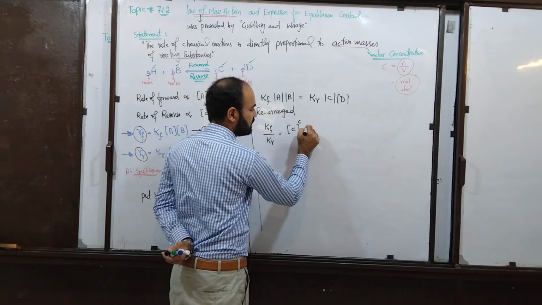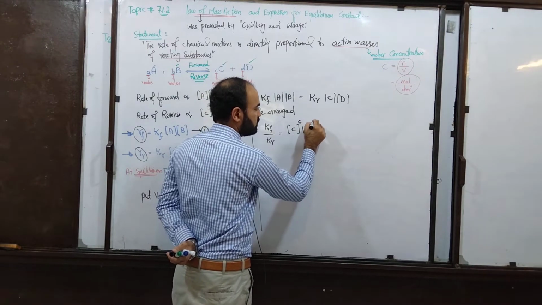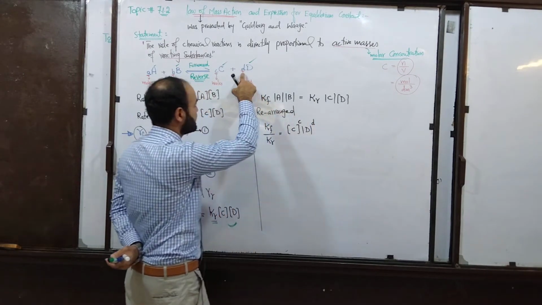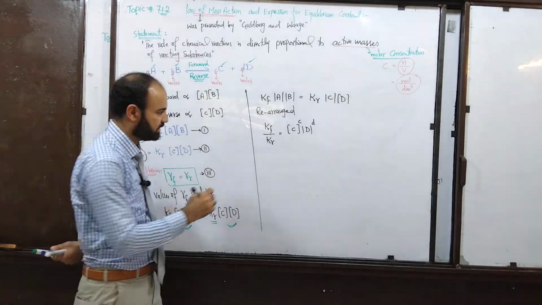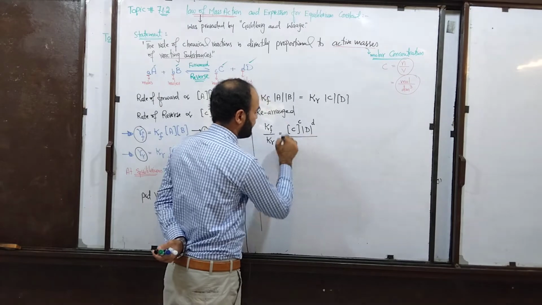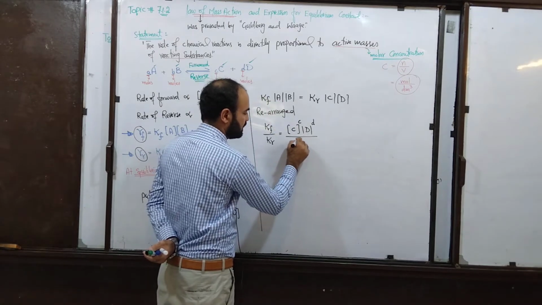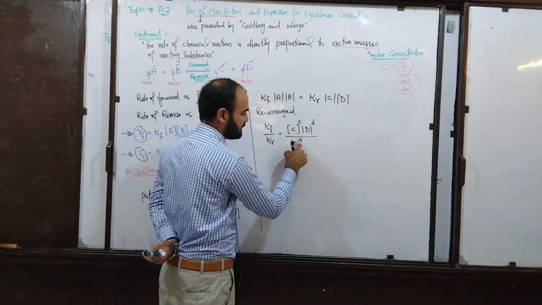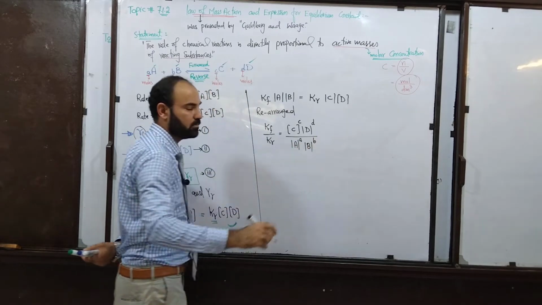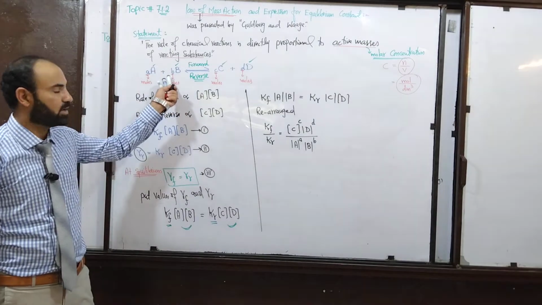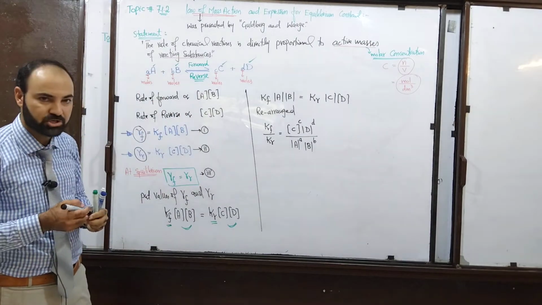Concentration of D raised to power d. This d represents the number of moles in the balanced chemical equation. We will discuss some examples related to that. Divided by the concentration of A raised to power a, which represents the number of moles, and concentration of B raised to power b, which represents the number of moles in the balanced chemical equation.